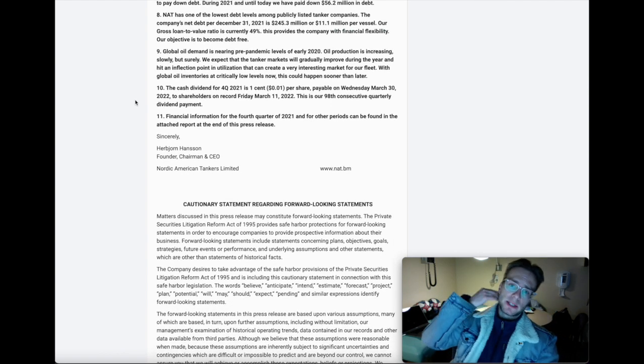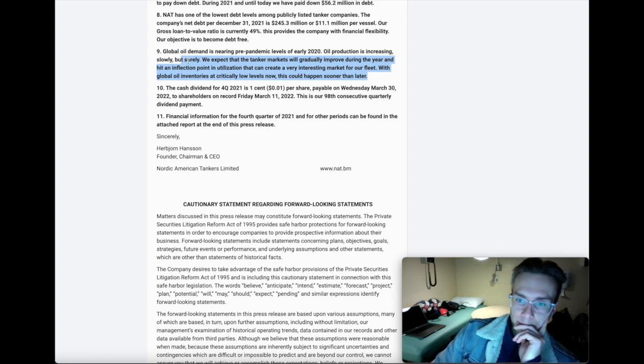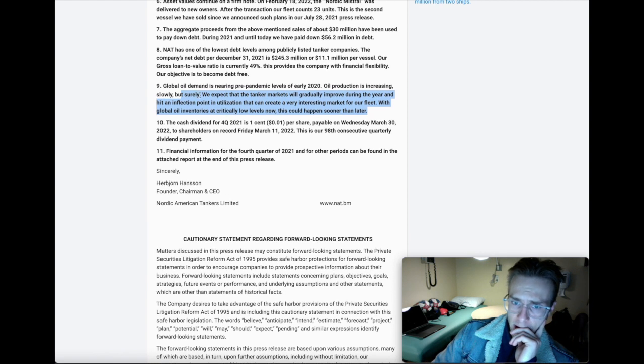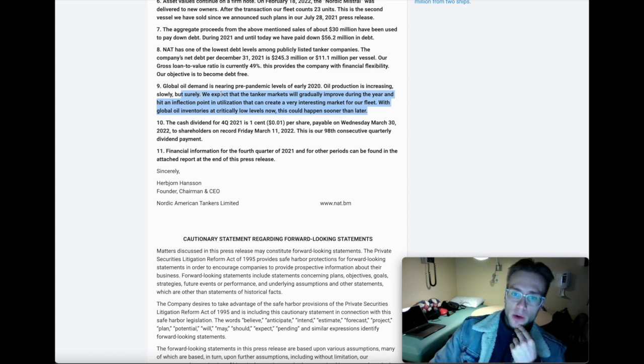"Global oil demand is nearing pre-pandemic levels. Oil production is increasing slowly but surely. We expect the tanker market will gradually improve during the year." They already said this in their previous five quarter results. I'm unsure, especially with the crisis, but I think the Ukraine-Russia crisis will actually increase the spot rates for oil tankers. "We expect the tanker market will gradually improve and then hit an inflection point. With global oil inventories at critically low levels now, this could happen sooner rather than later."